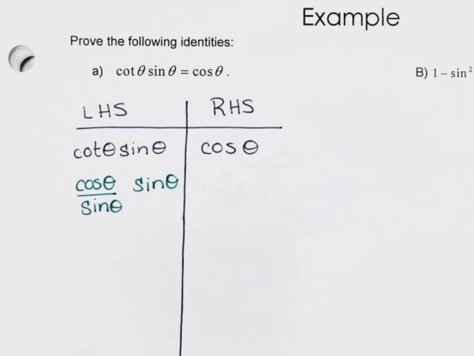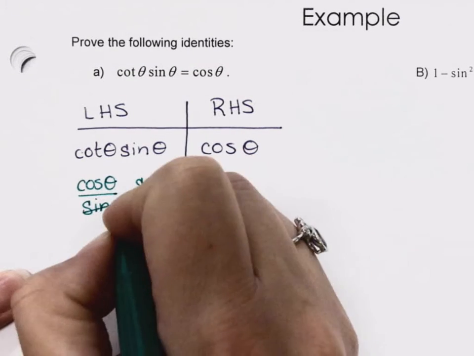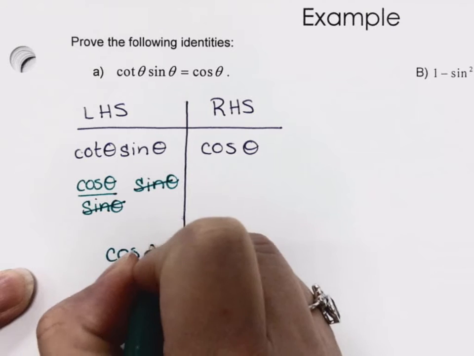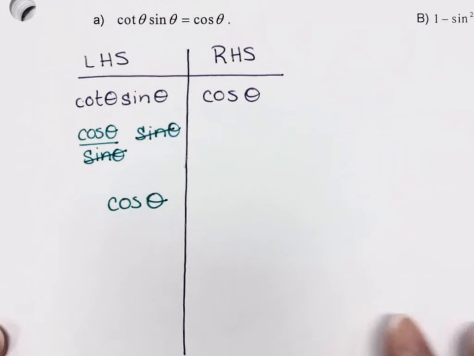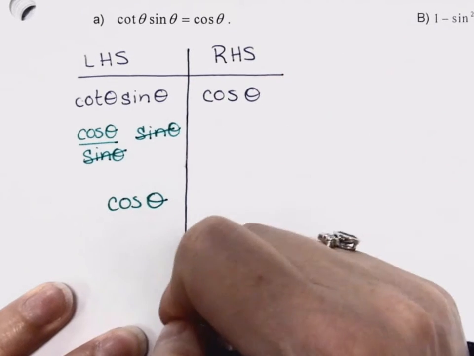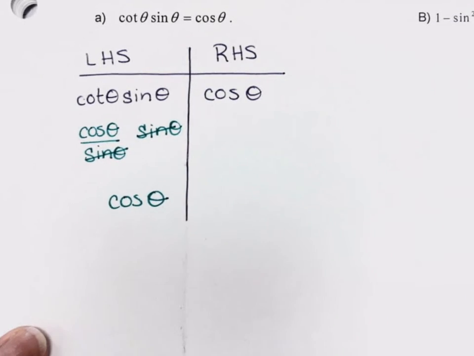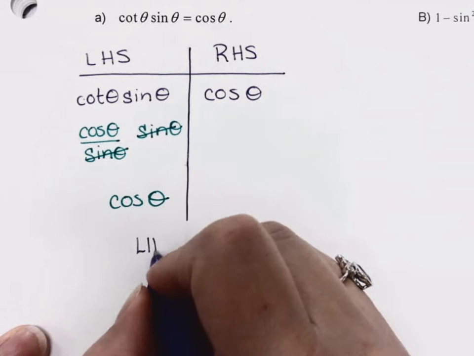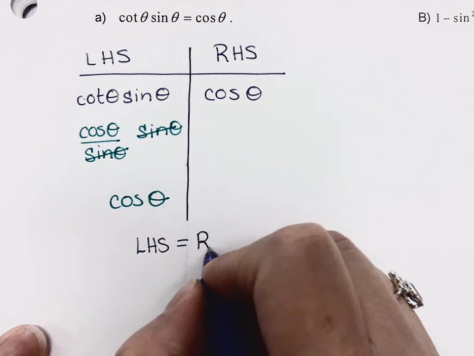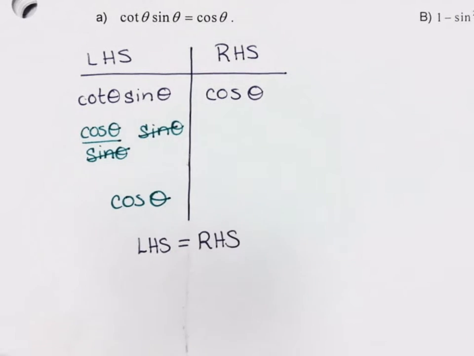So again, we treat them as two different expressions. You just have to work one side, or you just have to work the right-hand side. You can't work them together. So the sines cancel each other out. Please note that I've done nothing to the right-hand side. I've done nothing at all. And that is perfect. And we are going to make the statement that the left-hand side is equal to the right-hand side.